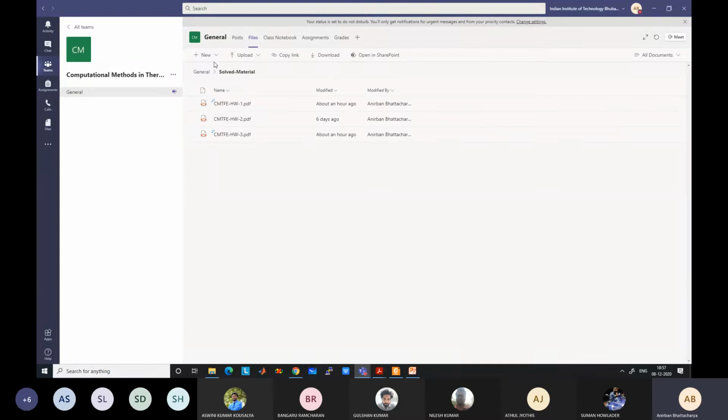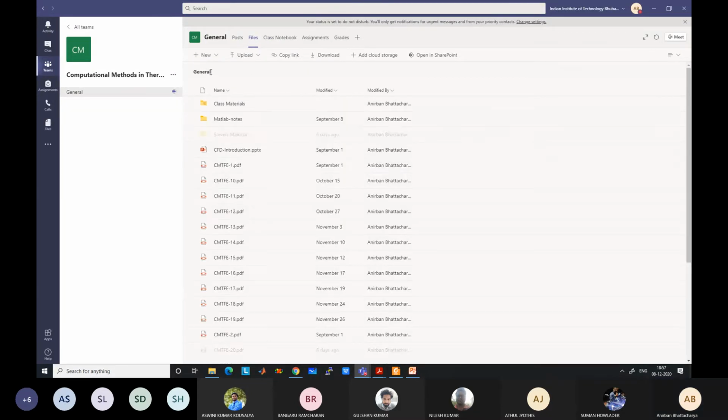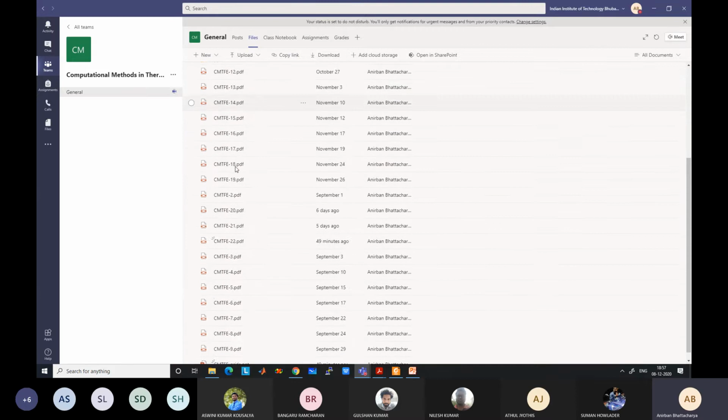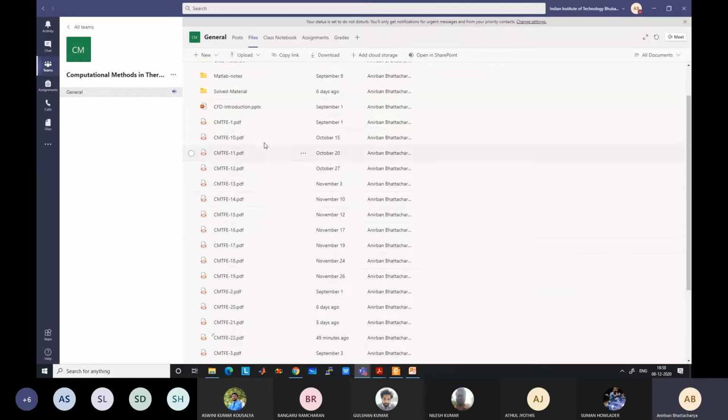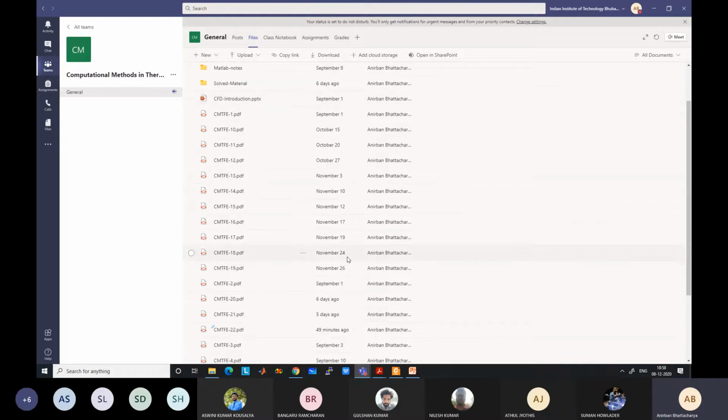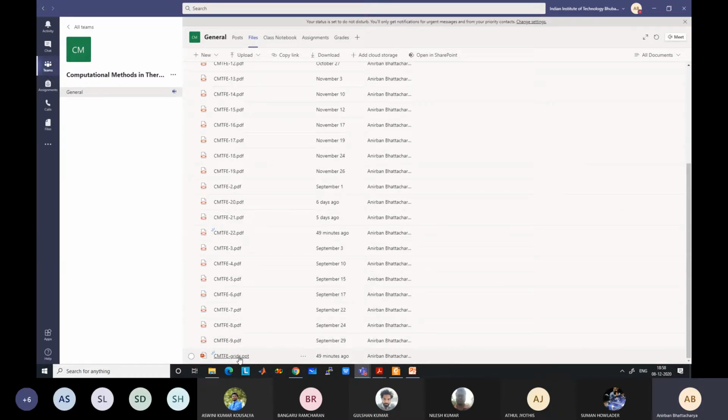But otherwise, all the notes are there as CMTFE1, CMTFE2 like this up to CMTFE22. Okay, today's class is 22. So up to CMTFE22, I will bind them together and upload one single file. We also have the introduction PPT, but that was for the previous semester, and some small material that we will go through on the unstructured grids, just to give you a brief introduction to that.